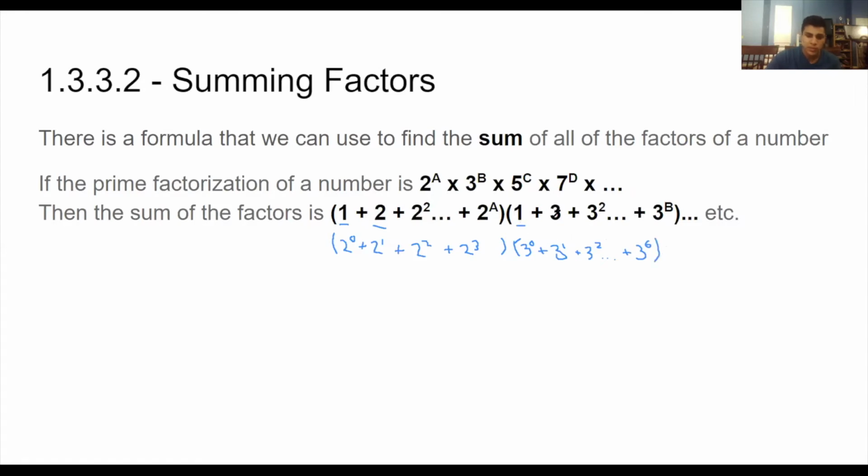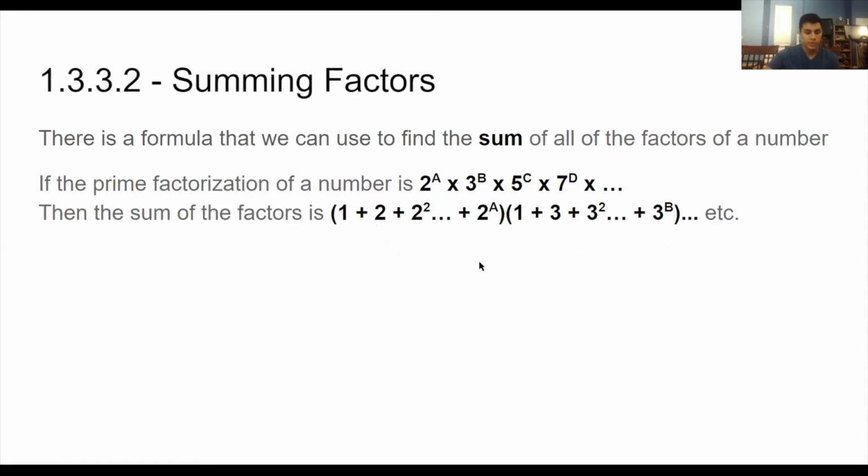When you have 1 plus 3 to the 2 all the way up to 3 to the power of b, 3 to the power of b just means the highest degree that you have in your prime factorization. So in my example, it was 3 to the power of 6. So I hope that made sense. And if it didn't, I'm going to explain it with one last example.